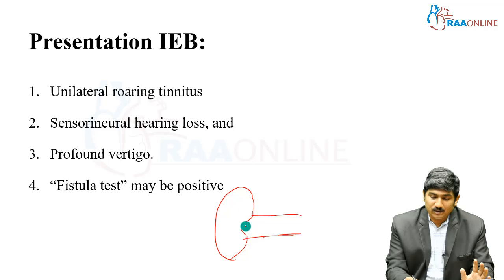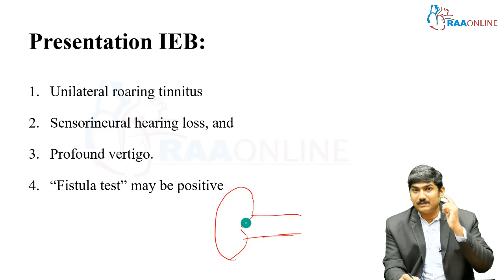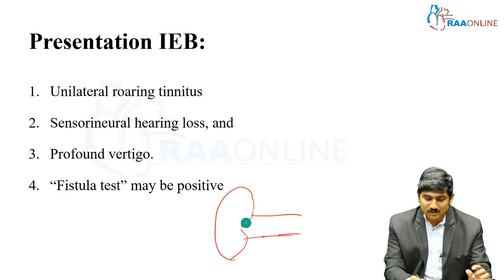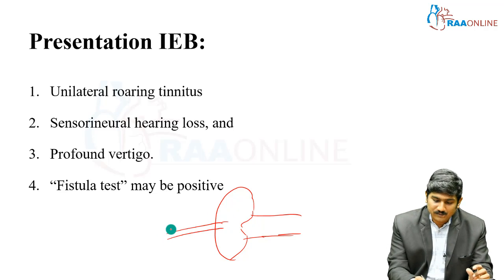So how are you going to increase and decrease the pressure? By directly pressing the tragus multiple times, you will be able to fluctuate the pressure in the external auditory canal. Or you can have a separate fistula checking machine also, with a small bulb.